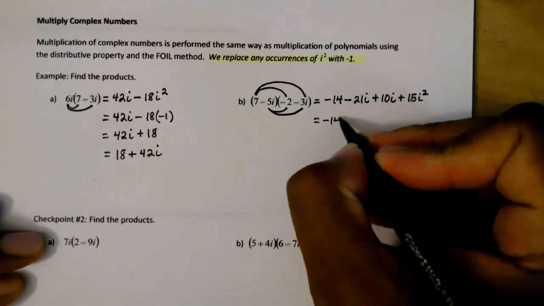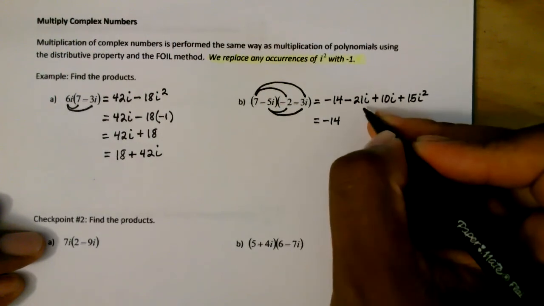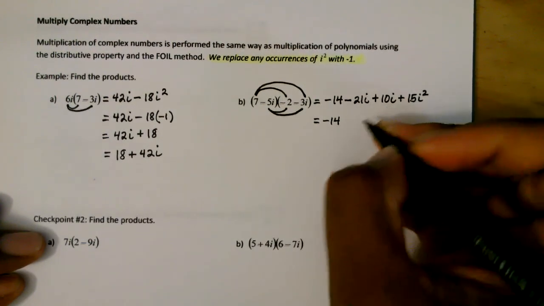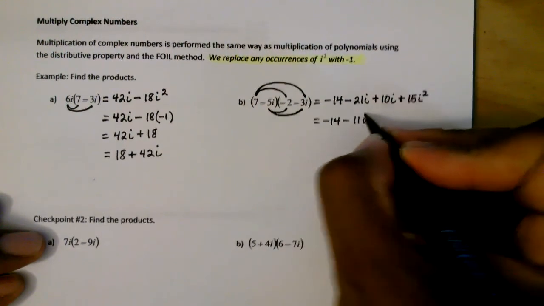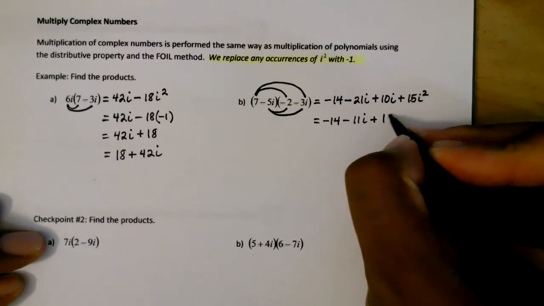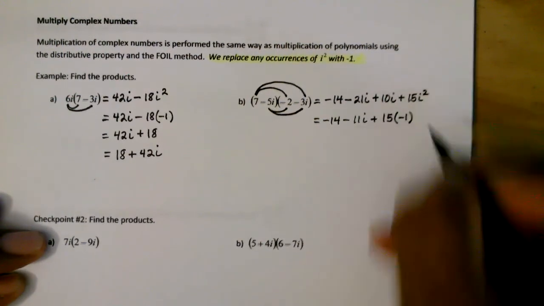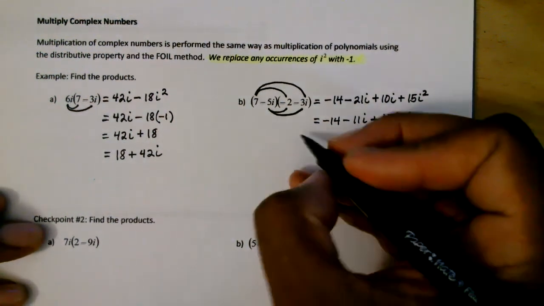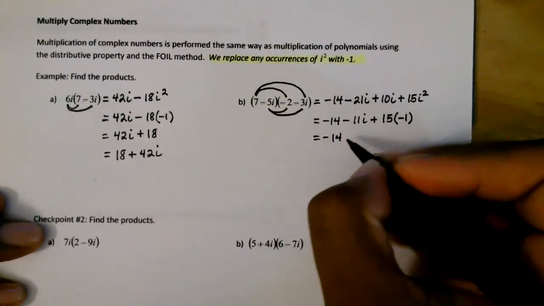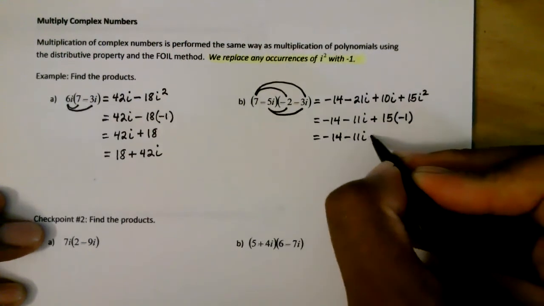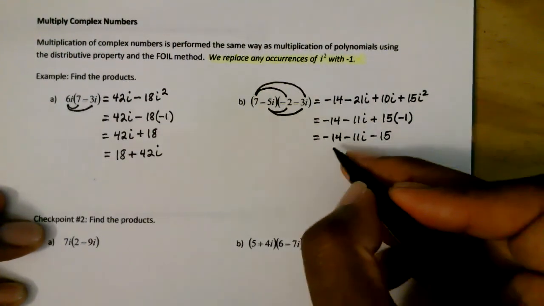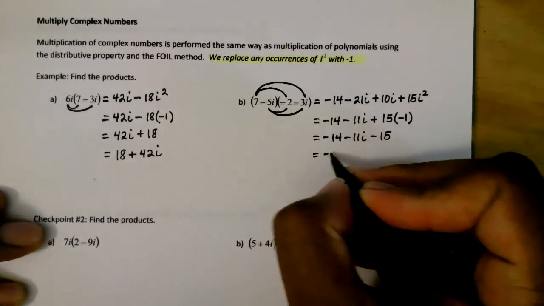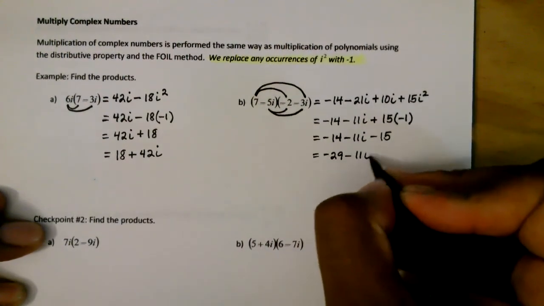So let's bring down -14. And I'm going to combine these two like terms here. Minus 21i and a plus 10i will be a minus 11i. And then plus 15 times, substituting the i squared with -1. Because again, we replace any occurrences of i squared with -1. And that -1 times that plus 15 will be minus 15. So I have -14 minus 11i minus 15. And then -14 minus 15 will be -29 minus 11i.